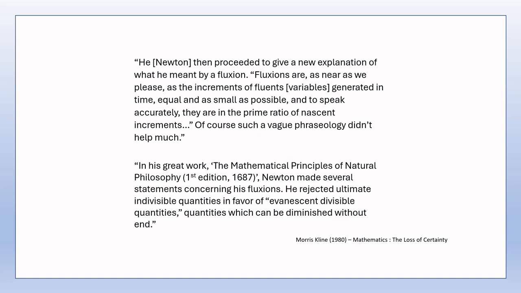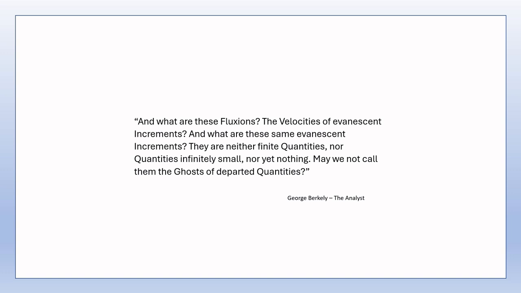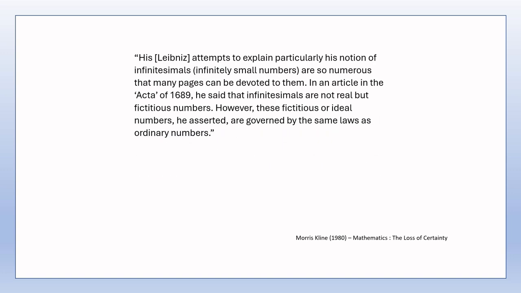Newton's concept of a fluxion was famously criticised by Bishop George Berkeley in his The Analyst of 1734, where in section 35 he says, "And what are these fluxions? The velocities of evanescent increments? And what are these same evanescent increments? They are neither finite quantities, nor quantities infinitely small, nor yet nothing. May we not call them the ghosts of departed quantities?" And Kline in his book also talks some about Leibniz. Leibniz's attempts to explain particularly his notion of infinitesimals, infinitely small numbers, are so numerous that many pages can be devoted to them.